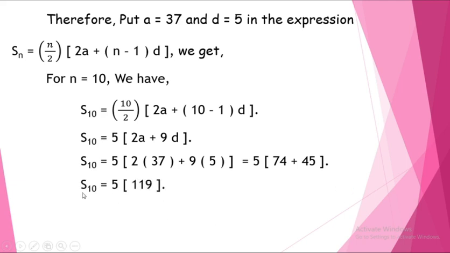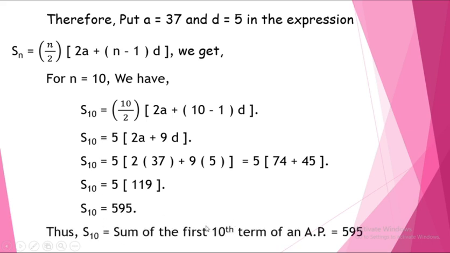Then S10 is equal to 5 into bracket 74 plus 45, which is 119. And we multiply it by 5, we get the value of S10 as 595. Thus, S10, the sum of first 10 terms of an AP, is equal to 595. This is the first example.